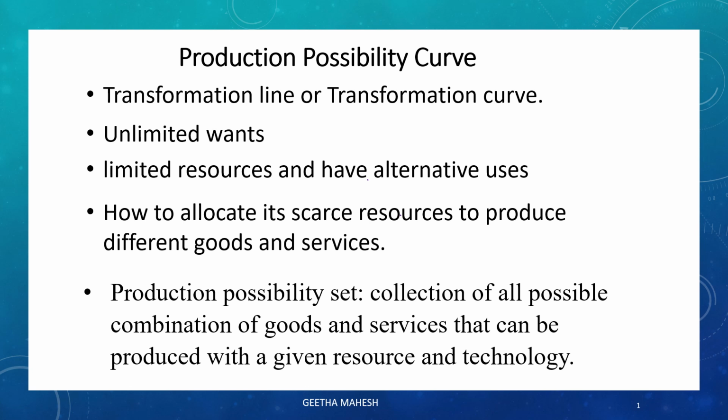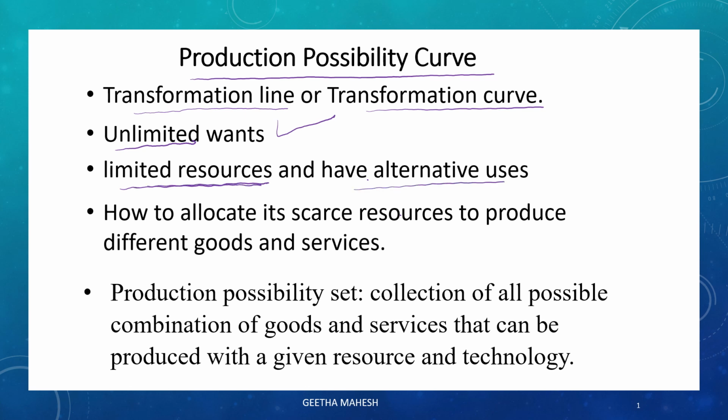Dear students, today we are going to discuss the production possibility curve. The production possibility curve is also known as the transformation line or transformation curve. As we all know, human wants are unlimited. To satisfy these unlimited wants, we own limited resources, not only limited, but they have alternative uses.